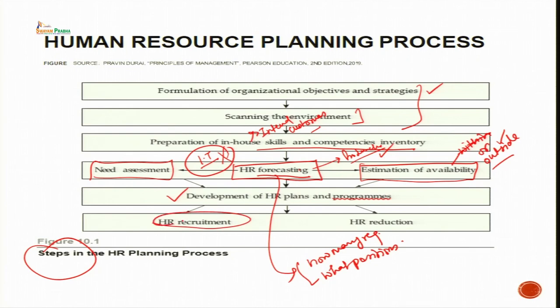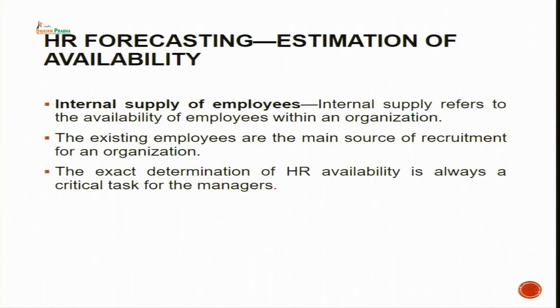And then we go for these functions of HR: recruitment or reduction. Recruitment takes place if we have a deficiency of human resource. Reduction takes place if we have a surplus of human resource. So, I hope, students, you have understood this planning process. Let us discuss HR forecasting, the estimate of availability of human resource, in detail.